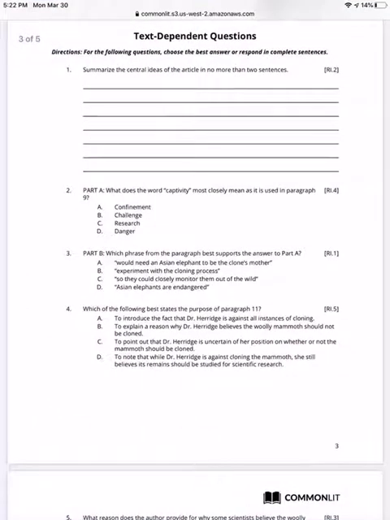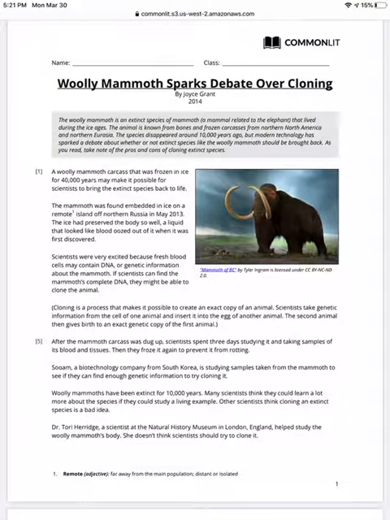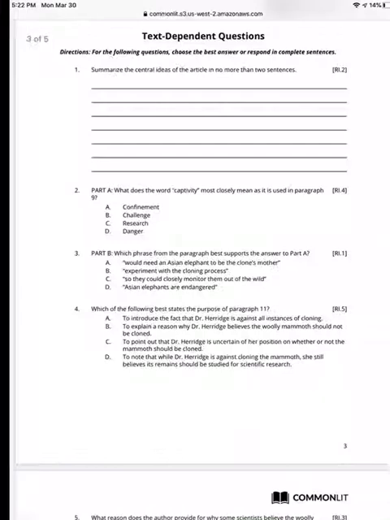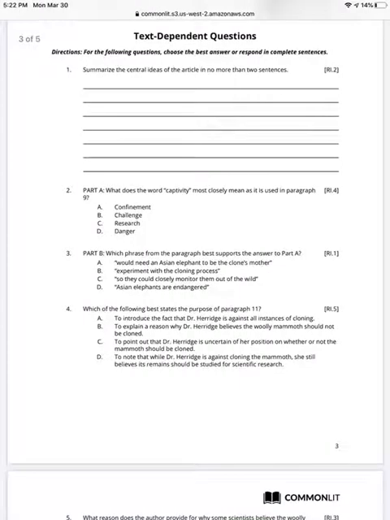Alright, hi guys. This is part 2 to the lesson earlier where I had you identify the central idea and write down some of the vocabulary words that we are going to be doing this week. Today we're going to be reading the passage called Woolly Mammoth Sparks Debate Over Cloning. I'm going to show you how I would answer some of these things, just to give you a quick little lesson tutorial about finding the central idea of the passage, as well as doing some vocabulary and other things.